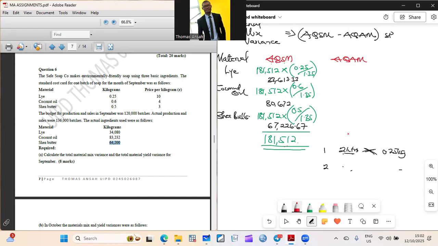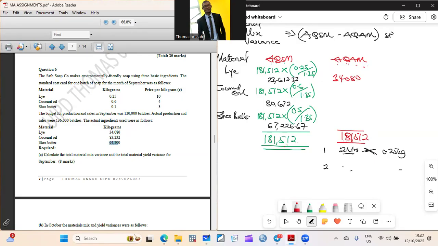So if we take the total of 181,512, the actual mix of this has been given to you already. So it means that this one is already 34,080. Actual quantity, actual mix. This is the actual quantity. The total actual quantity is 181. What is the mix of that? What is the proportion to each of the products? It is done already for you. So this total product, if you add this, you gave me 181,512.